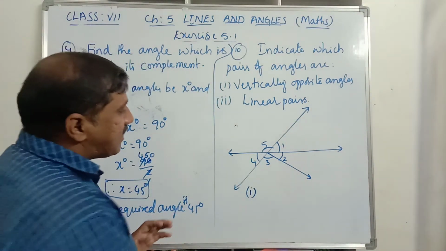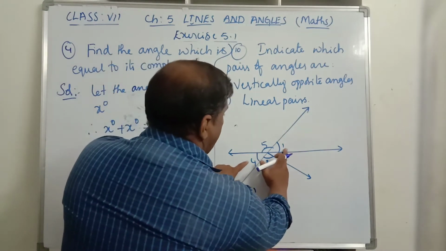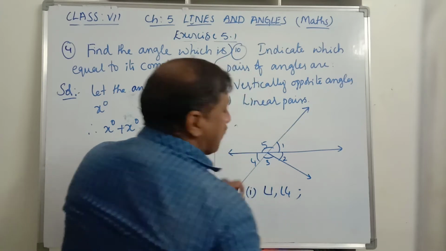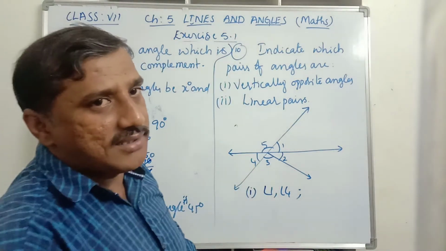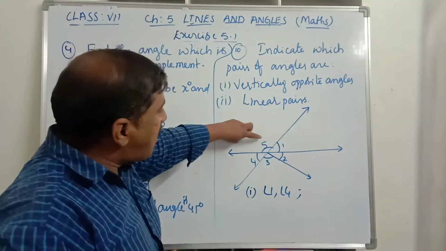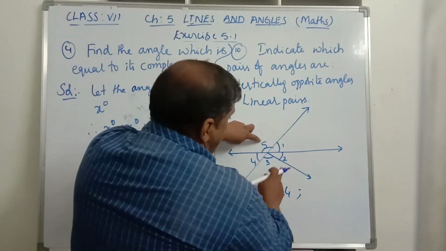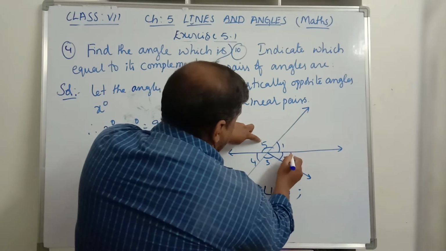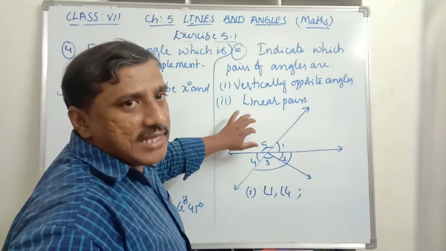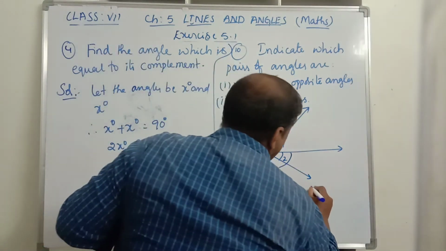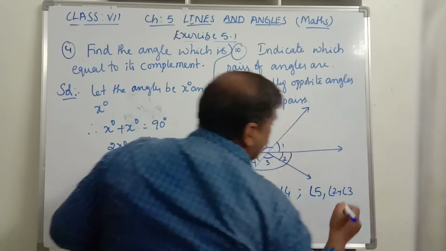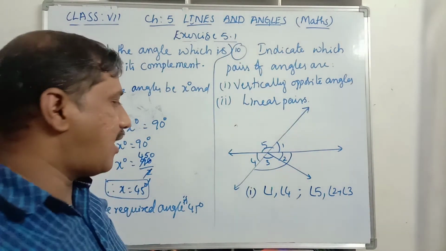Vertically opposite angles: you see the figure, angle 1 and angle 4 are one pair. Angle 1, angle 4 is one pair of vertically opposite angles. Did you find any other pair of vertically opposite angles? You see here we have angle 5, and this together is one angle. What is this together? It is angle 2 plus angle 3. That is, angle 5 and angle 2 plus angle 3 is one pair of vertically opposite angles.